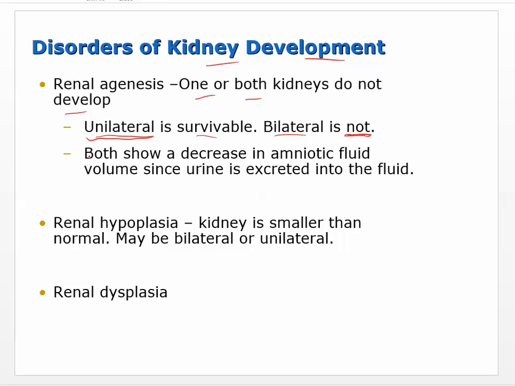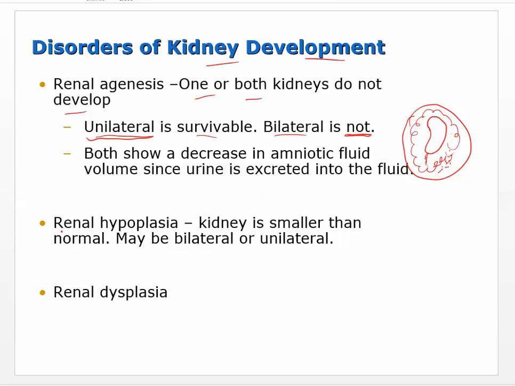Okay, so in both cases, the way that this is a lot of times discovered is that there's a decrease in amniotic fluid, because as the kidneys produce urine in a baby, that urine moves out into the amniotic sac and becomes the amniotic fluid. So especially if both kidneys are missing, there will be very low amounts of amniotic fluid, and it's reduced if there's only one kidney as well.